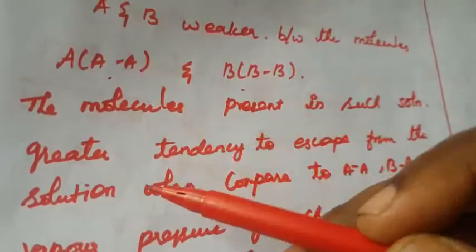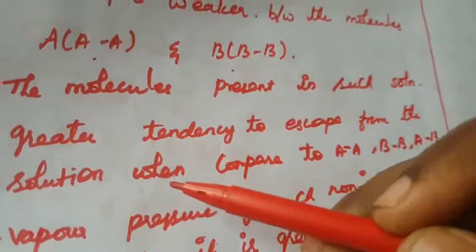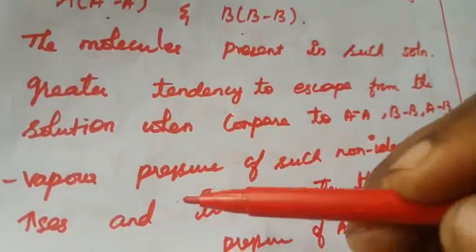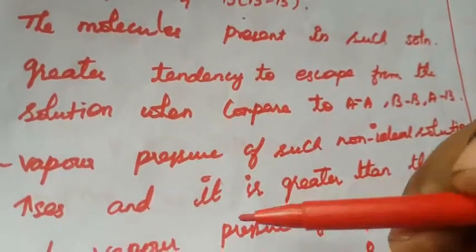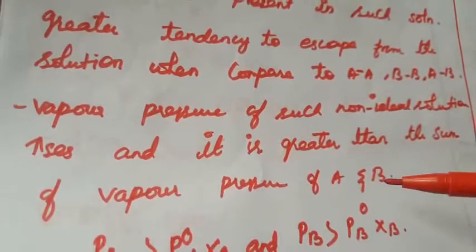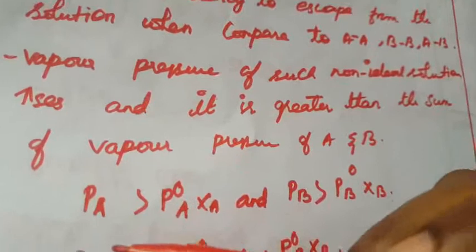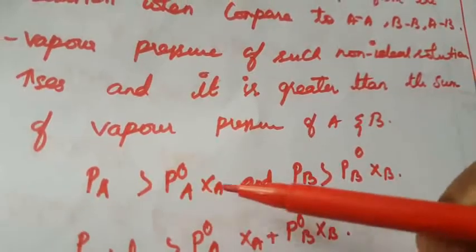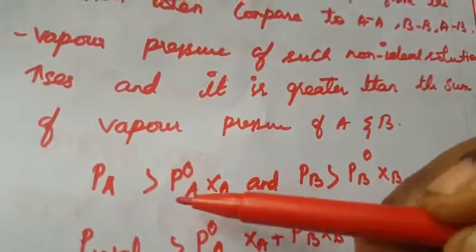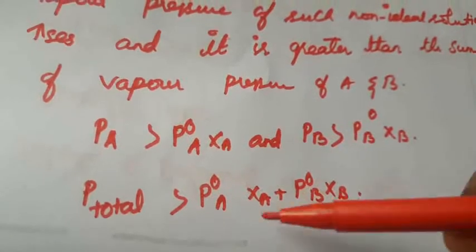So what will happen to those molecules? The vapor pressure will easily evaporate when compared to AA, BB and AB. So the vapor pressure of such a non-ideal solution increases and is greater than that of the vapor pressure of A and B. So the vapor pressure will be greater. Say for example, PA, this is Raoult's law. PA component, B component, directly proportional to, but this one is greater when compared to P total, that is the sum of these two equations.